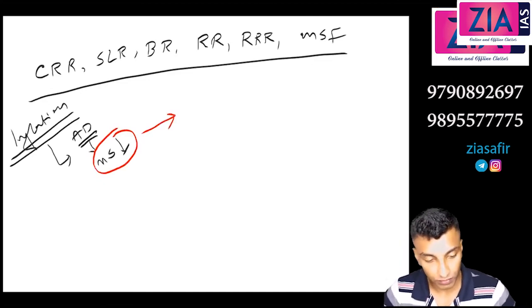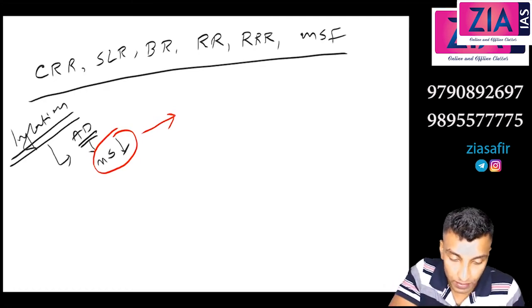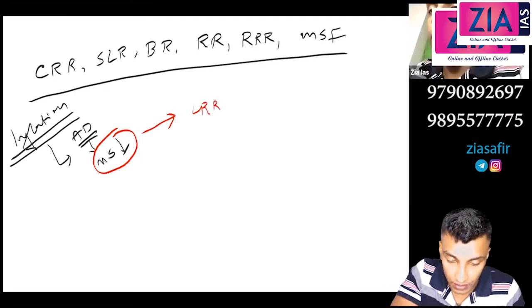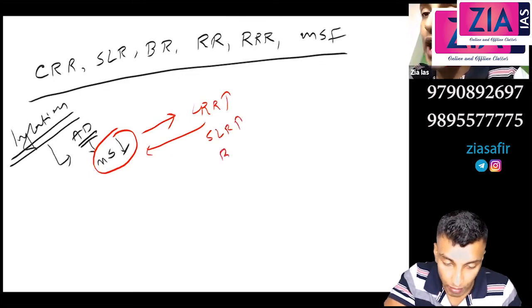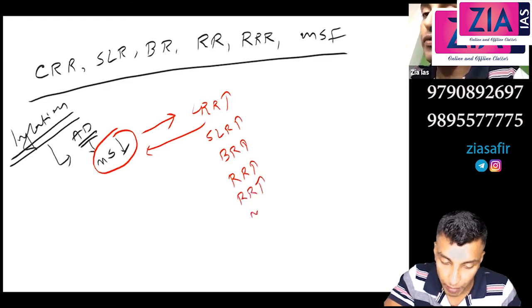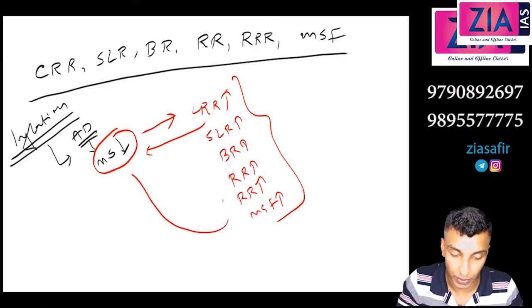So what operation will you do now? Increase all policy rates. All these you will increase, right? You will increase CRR. CRR increase will reduce money supply. SLR you increase. Bank rate you increase. Repo rate you will increase. Reverse repo rate you will increase. MSF you will increase. By increasing all these rates, you can reduce money supply.